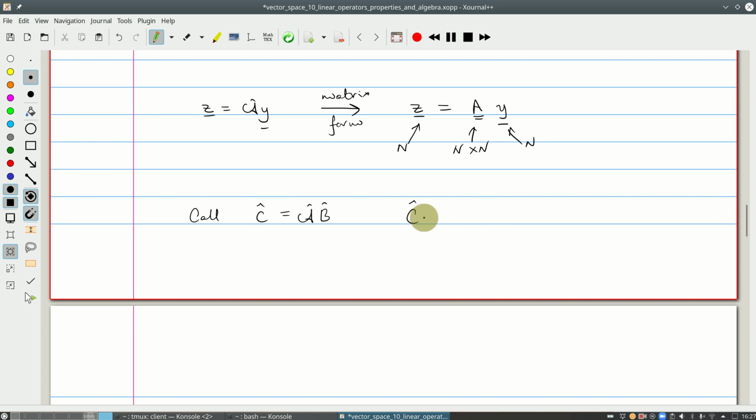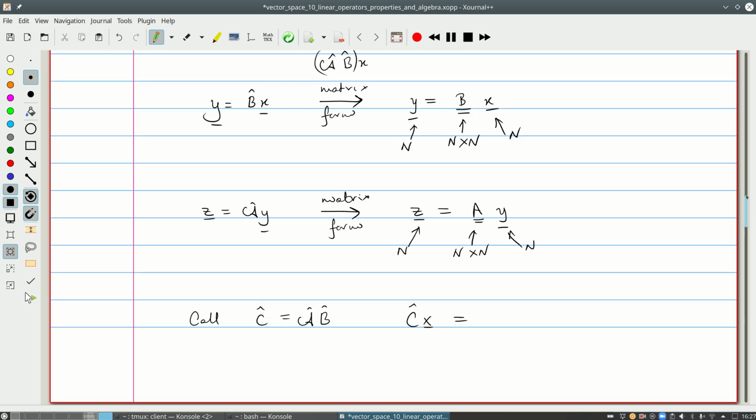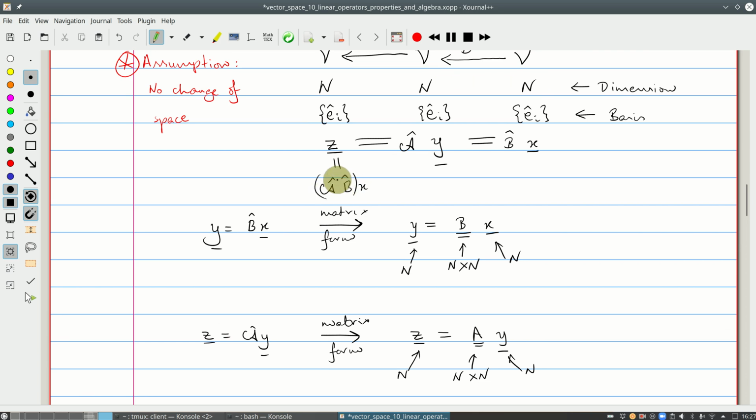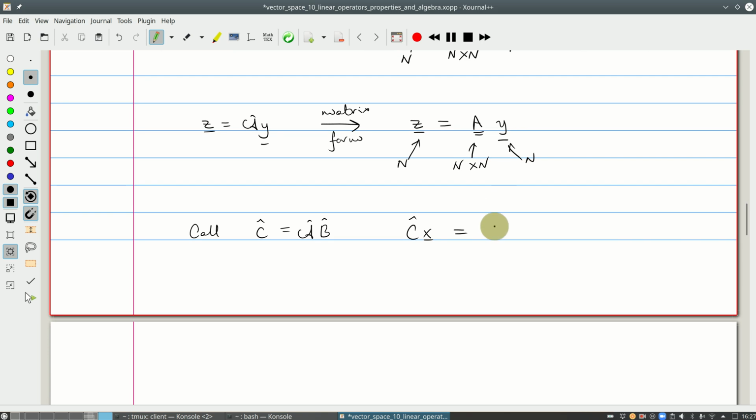So C operating on x, what does it give me? Well, this is the operator C, and it gives me z. Therefore, in matrix form, and if I put it the other way around, so I have them in this form here, therefore z is equal to the matrix C times x. Now x is dimension n, z is dimension n, so the matrix C must have dimensions n by n.